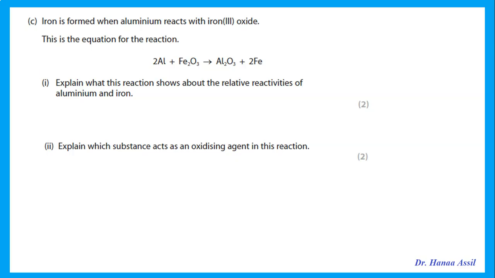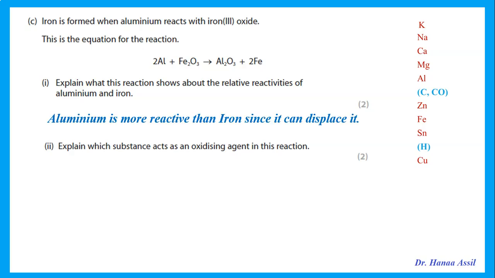Explain what this reaction shows about the relative reactivities of aluminium and iron. Remember, we have something called the reactivity series, and we said a metal above in the reactivity series is more reactive, and that would displace any metal below it. Now, when we look at this reaction, obviously the aluminium has displaced the iron. It has pushed the iron out of the oxide. So aluminium is more reactive than iron since it can displace it. The metal that can displace the other one is the more reactive.